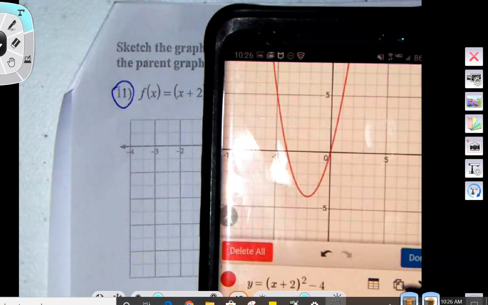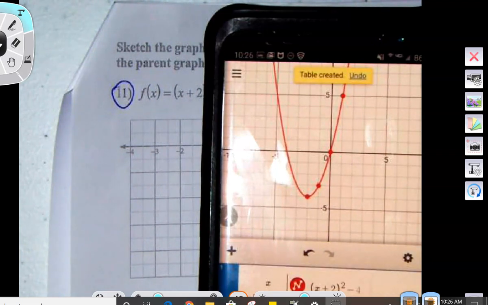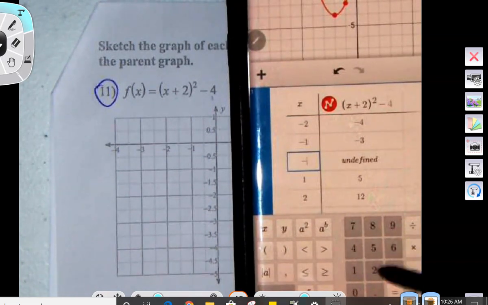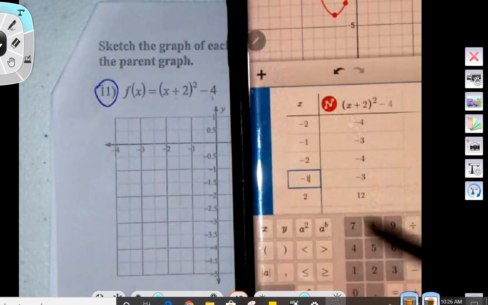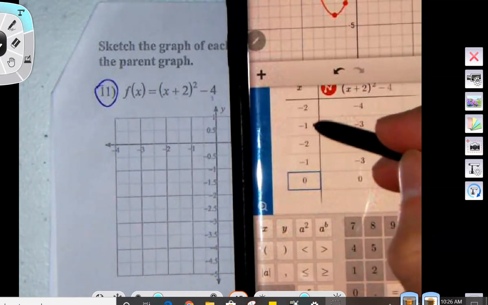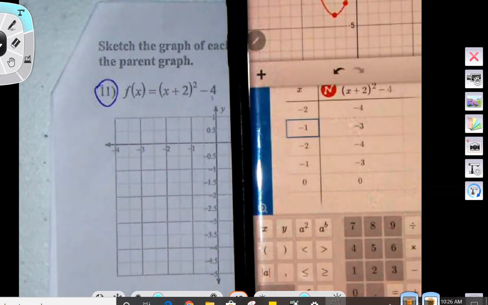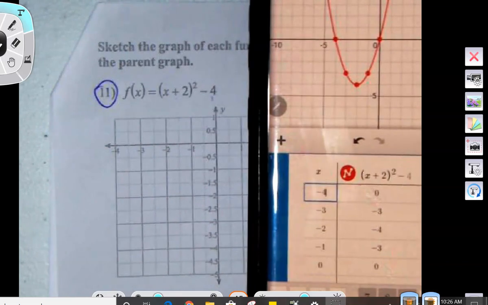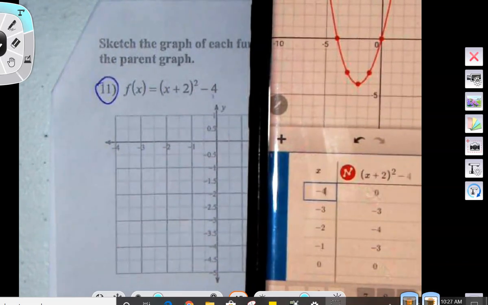So if I make a table, my middle value needs to be that -2. So I need to switch where 0 is, and it needs to become -2. Greater than that is -1, and then 0, and then on the other side we have -3 and -4. So now we have those 5 points we can see on our graph that I'm able to use. So we have that table.